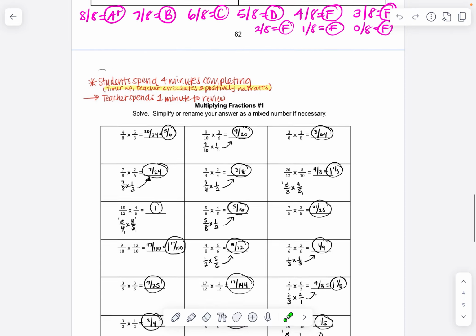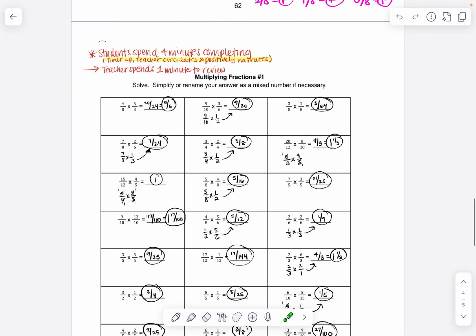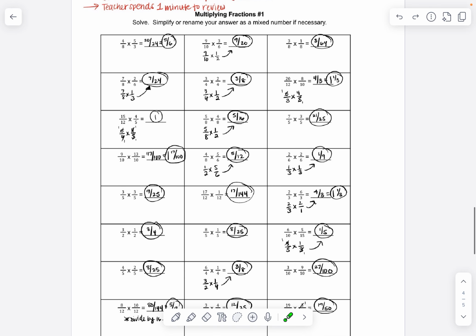And then for today's exit ticket, for today's sprint, they are still working on multiplying fractions. So choose the questions that you think will be the biggest bang for their buck.